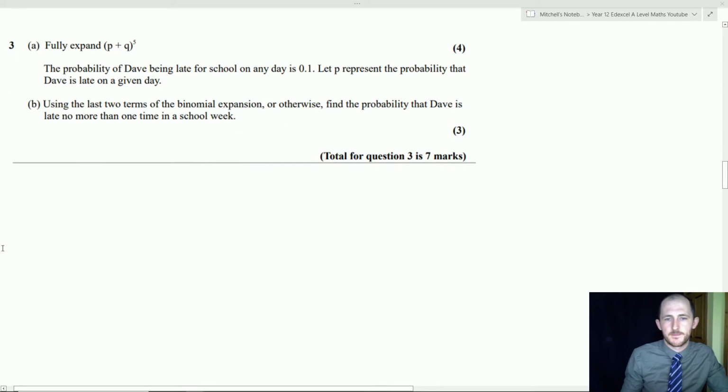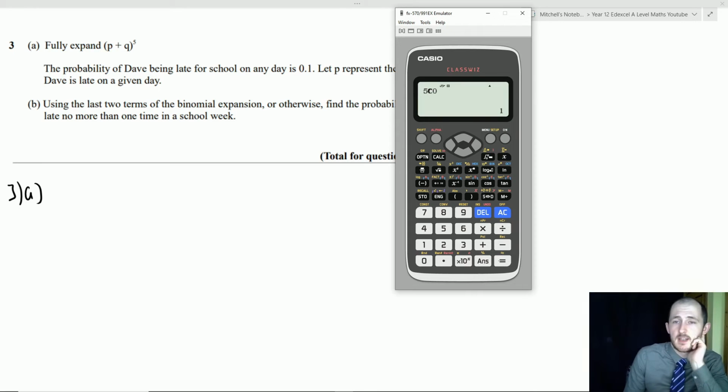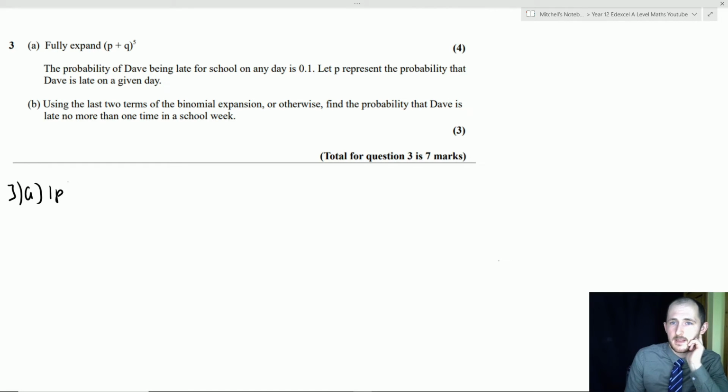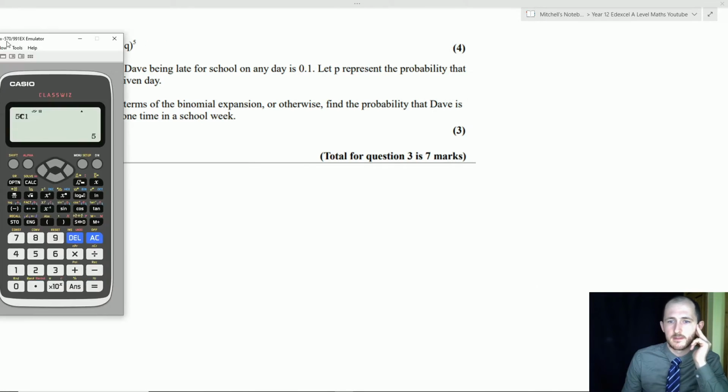Okay, so once again, we're going to use our trusty calculator. NCR button. The power is 5. We're starting from the first place. So this is actually interesting. These aren't numbers, so technically I don't need to do the power thing. So like it'd be 1 p to the 5 q to the 0 plus, and then so on. So you don't need to do it, but I'll do it just to make a point.